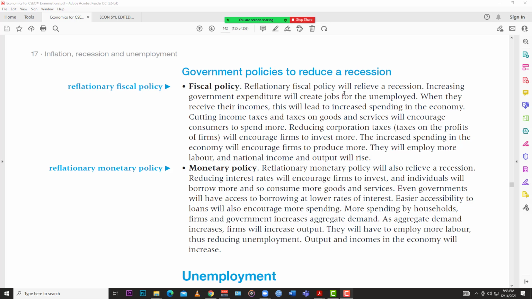So expansionary policies will relieve the recession. Increasing government expenditure will create jobs for the unemployed. When they receive their incomes, this will lead to an increase in spending in the economy. So that's one way. Remember, we said one tool in fiscal policy is government spending. And so if the government increases their spending, that can lead to jobs being created, and that can lead to a boost in the economy.